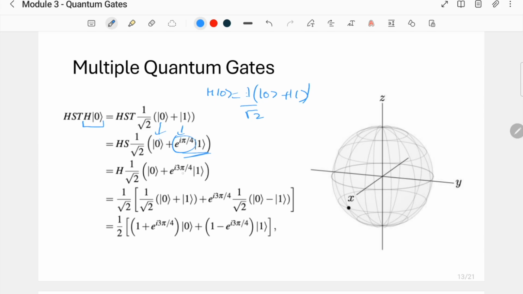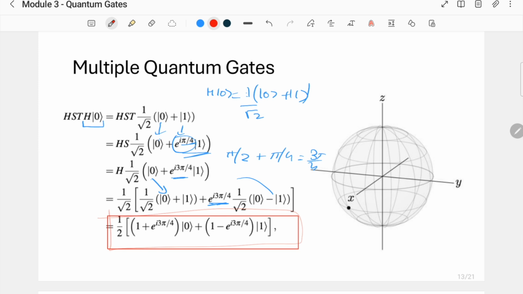Next we apply the S gate. We'll add a phase of pi by 2. So this pi by 4 plus this becomes 3 pi by 4. And the last gate is again Hadamard. What Hadamard does to 0 and what it does to 1, the phase remains the same. And this is what we obtain as a final state. So multiple gates is quite simple. We apply one gate and then the next gate, then the next gate, and the next gate.